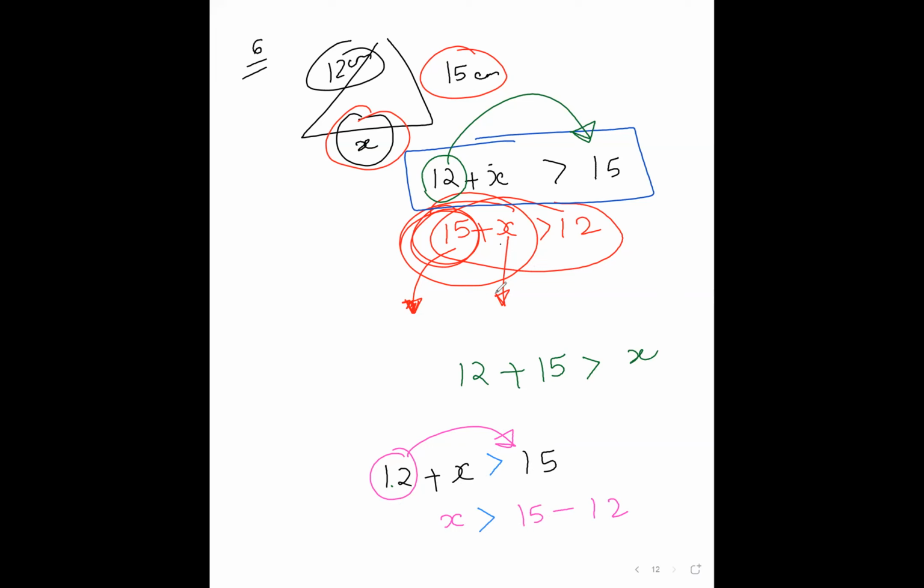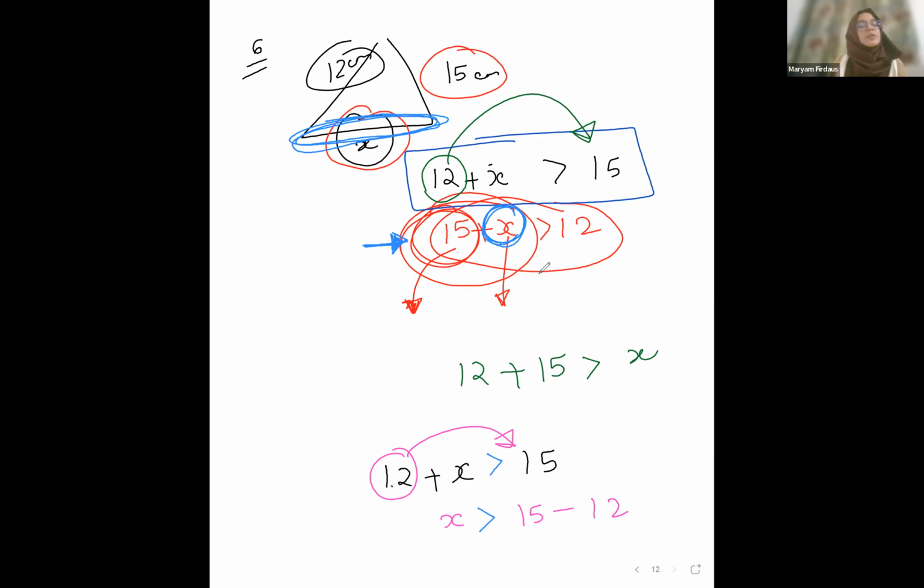Yes, Hiba? Instead of 12 plus x is greater than 15, can we also use 15 plus x is greater than 12? That's what we did here. See, 15 plus x is greater than 12. But this is not really going to be very helpful because 15 plus anything is greater than 12, Hiba. Any natural number, because the sides of a triangle, can they be negative? No, they're going to be positive only. So this x has to be a positive number.